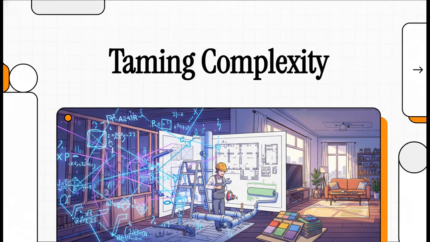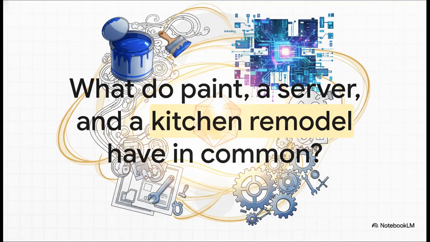All right, let's jump right into a fascinating idea that connects some pretty abstract math to the very real and sometimes very messy world of home renovation. So what is the link between these three things? Well, the answer is a concept that helps us measure and, more importantly, manage complexity. And it turns out it's the secret to getting great results in all three.